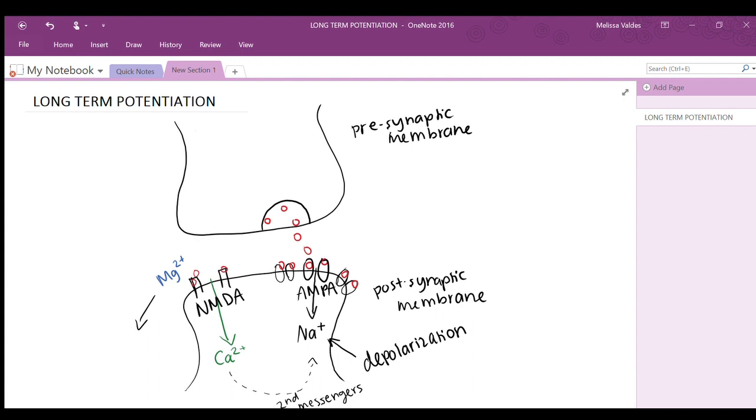So basically, that's it. We know that there are several mechanisms underlying LTP, and those were it.